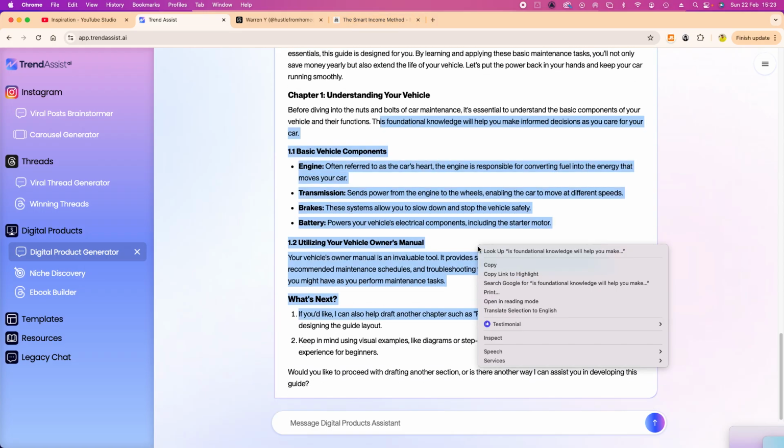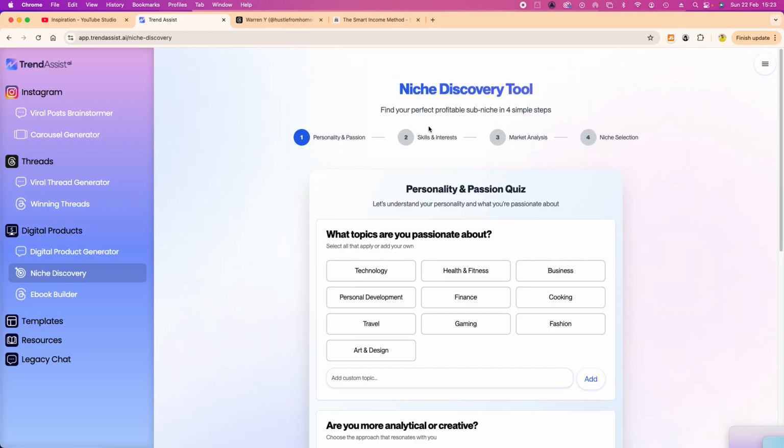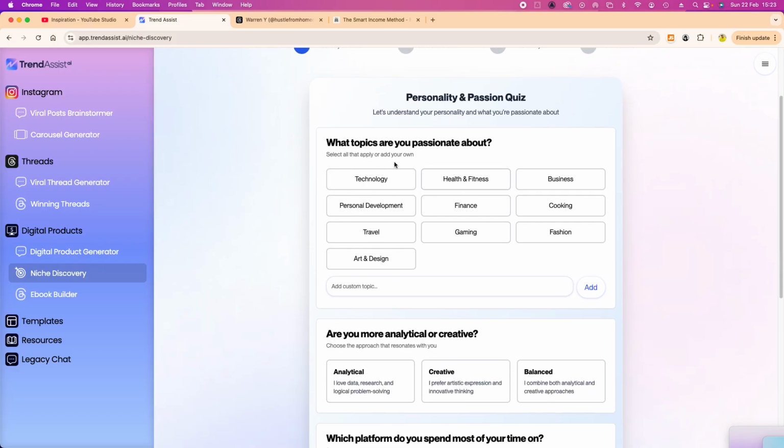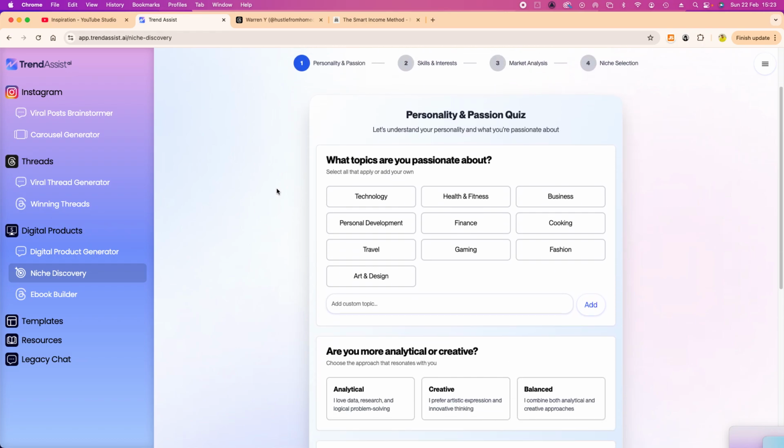So that's good. Copy and paste, bam, done. Digital product generated, voila. Right, let's look at what's next. This is the niche discovery tool. So find your perfect profitable sub niche in 4 simple steps. So this looks like it's something like a quiz. So imagine this is obviously for people that don't know what they want to sell, but they know they want to sell and create a digital product.